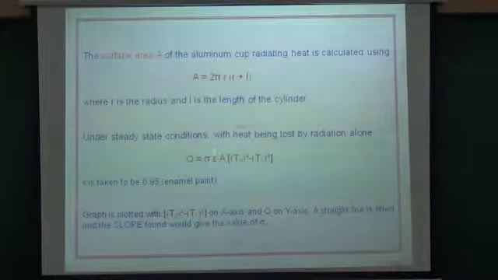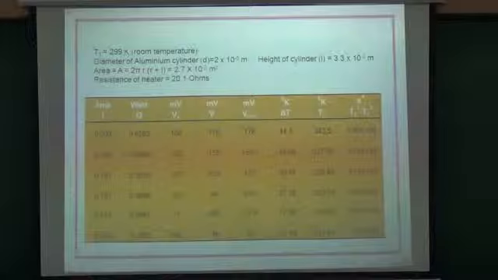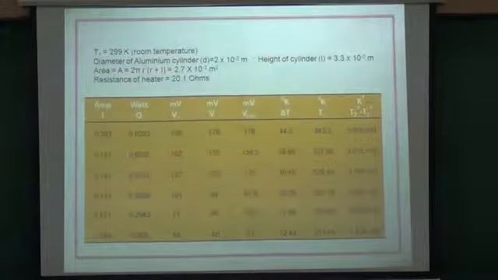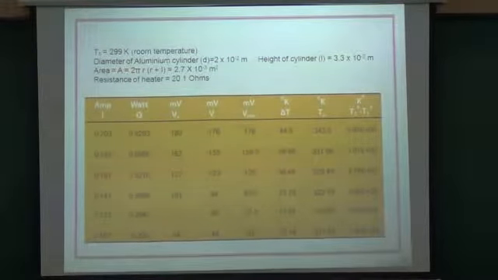This is the thermal coefficient of a copper constantan thermocouple. T1 is known, so we find out the value of T2. Then we calculate T2 to the power 4 minus T1 to the power 4. Finally, we plot a graph between Q and T2 to the power 4 minus T1 to the power 4, and the slope gives us the value of sigma.